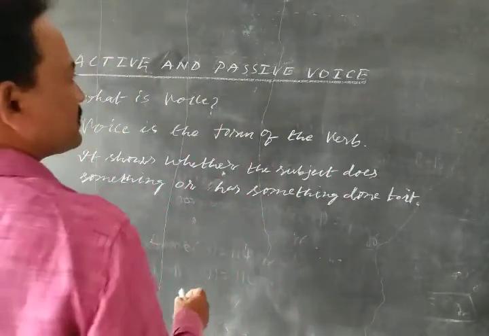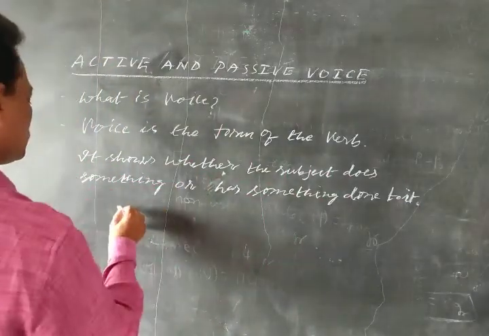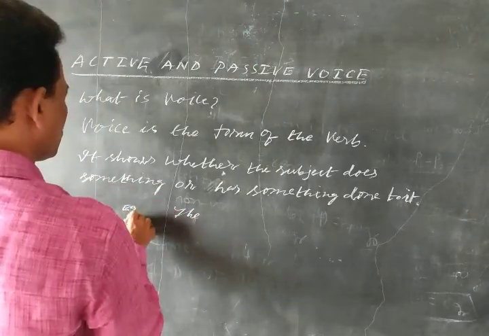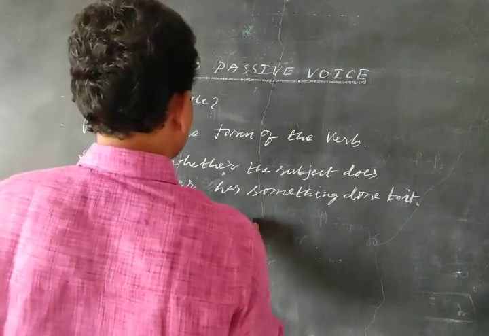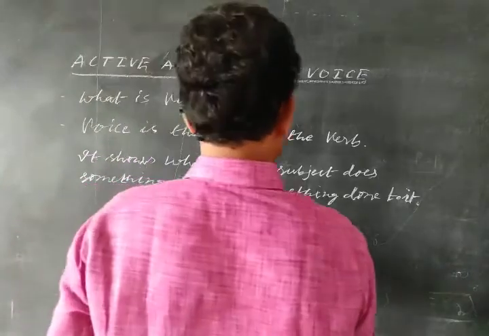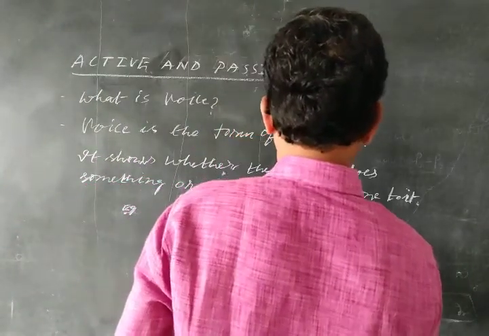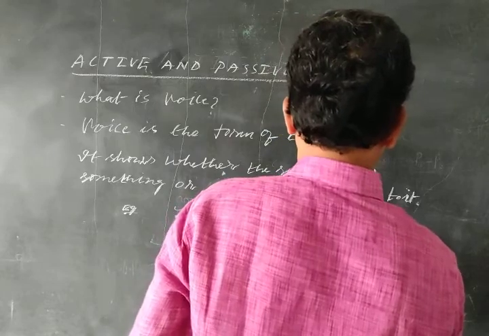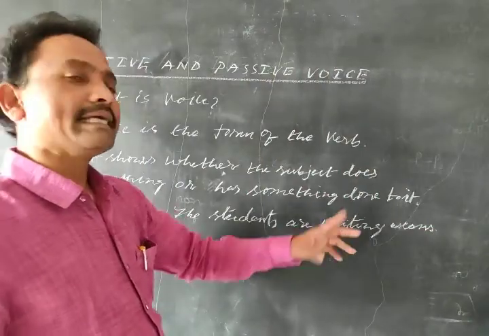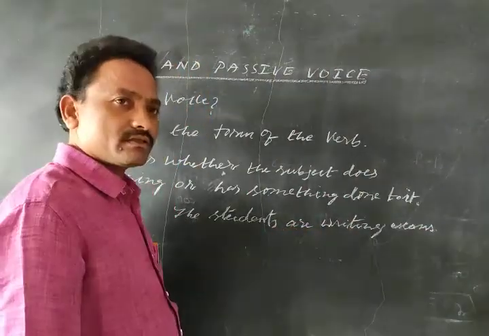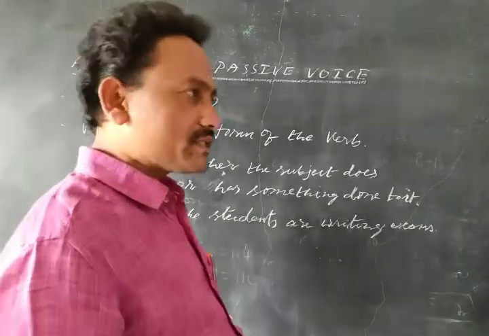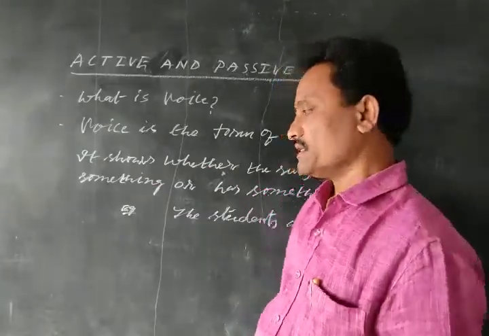Suppose, example here. The students are writing exams. This is one sentence. The sentence can be expressed in another way. That is called transformation of sentences.